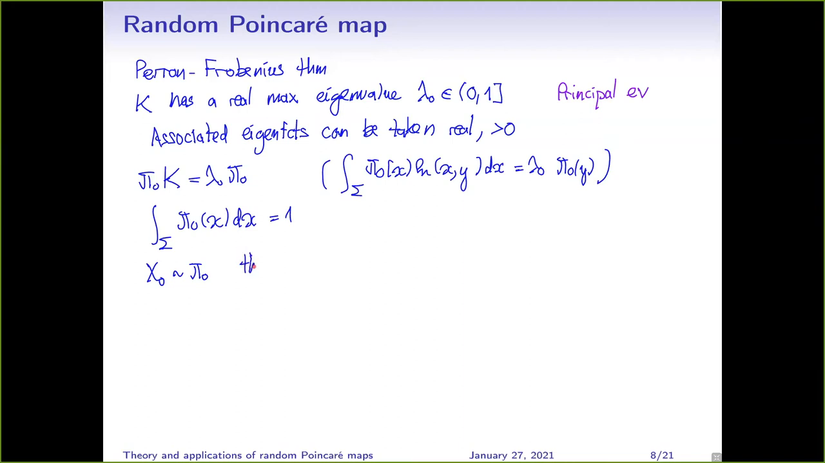then you see that by iterating, X_n has distribution lambda naught to the n times pi naught. If I integrate this distribution over sigma, since the integral of pi naught is one, I will get lambda naught to the n. So this means that the probability, if I start with pi naught, that capital N is larger than lowercase n, so the process is still alive at time n, is given exactly by lambda naught to the n. This pi naught is important, and it's called a quasi-stationary distribution.